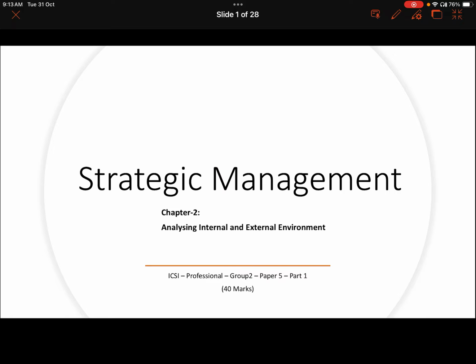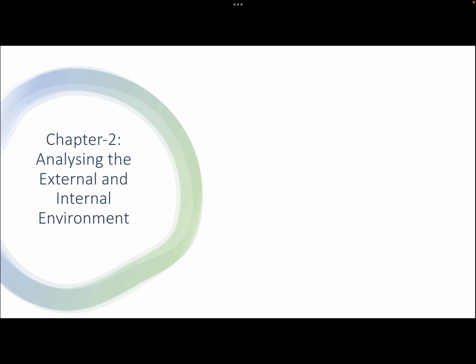And today we are going to discuss chapter 2, analyzing internal and external environment. Chapter 2 consists of analyzing the external and internal environment, where in chapter 1 we discussed the phases of strategic management, and we know that strategic management consists of four steps, starting from analyzing the environment, followed by formulation of strategy, implementation of strategy, and then evaluation of strategy. So analyzing the external and internal environment is the first step of the strategic management process.